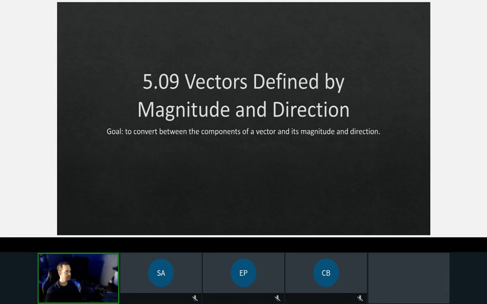All right. This is day 3 of 5.09, vectors defined by magnitude and direction. We did talk about this yesterday about how vectors have direction and they have magnitude.